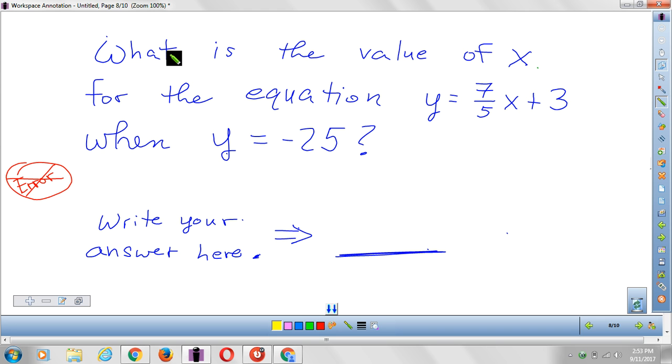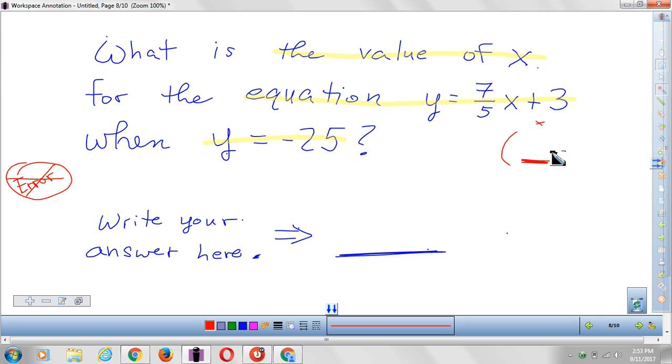So first I'm going to look for keywords, just like always. What is the value of x for the equation y equals 7/5 x plus 3 when y equals negative 25? If I see those three keywords, remember in the previous video we said it looks like they're making a trade. They want the value of x, and they gave me the value of y, negative 25. So I can make an ordered pair, and I have the equation. Now I know that I can use the strategy GRT.